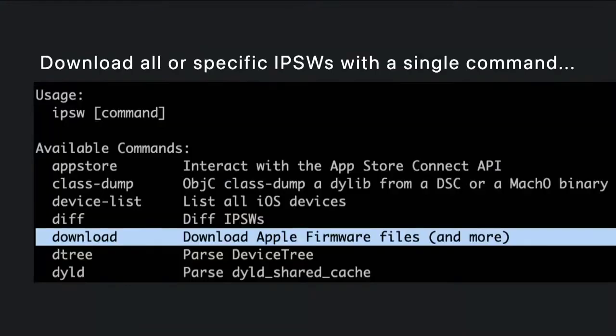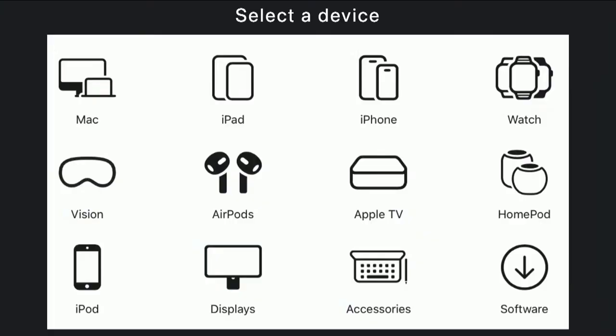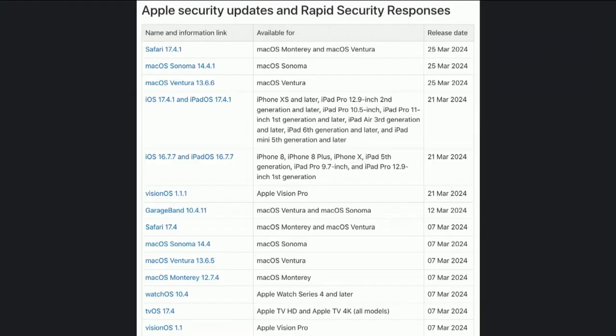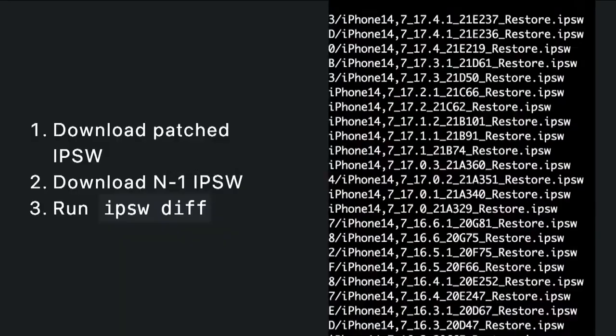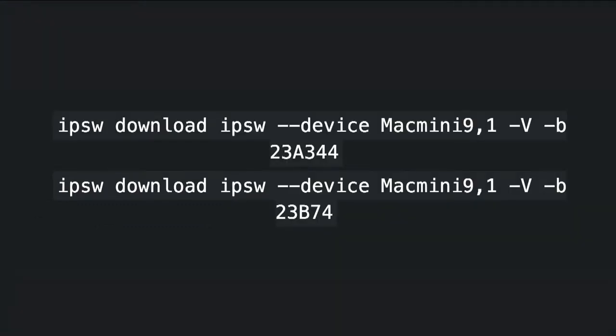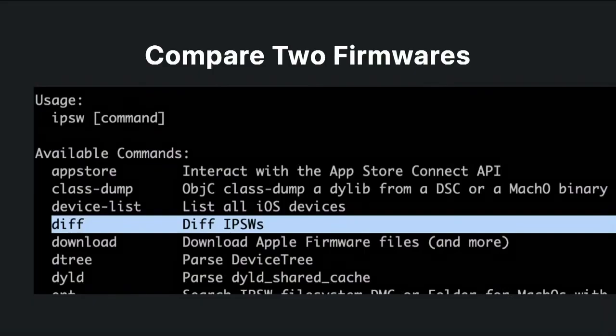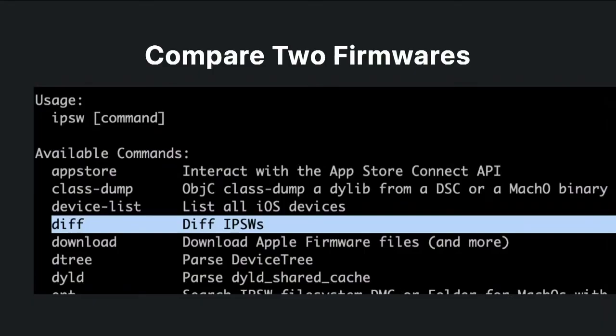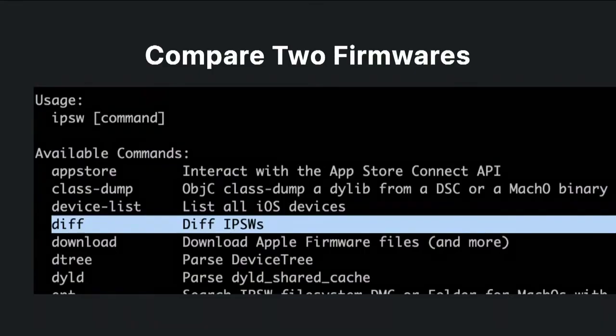If we want to go and download an IPSW, we can use the download command. So with IPSW download, we select a device that we want to look at, and then we can select a particular build and OS that we want to download. From there, you can list all the available IPSWs and choose the two that you want to download. You want to download the one that's patched and the one right before. I call it the N-1. So here are some example commands you can run. And then you run IPSW diff once you have the download complete.